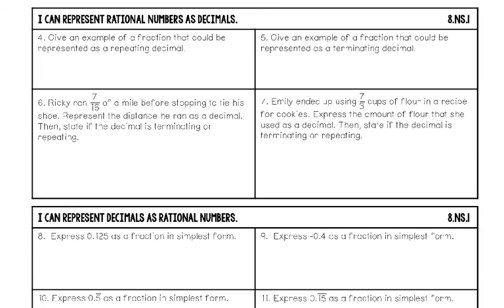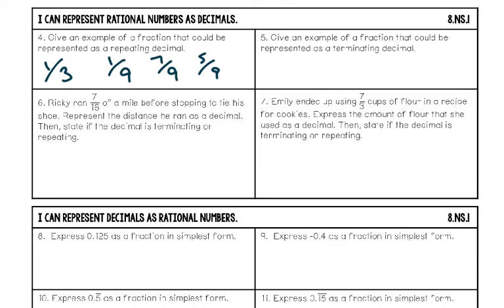Number 4 has an open answer. You could have many different answers, but it says give an example of a fraction that could be represented as a repeating decimal. So anything divided by 3 or divided by 9 is going to be a repeating decimal. Remember, anything over 9, so you could have 7/9, 5/9. Anything with a 9 on the bottom is usually our go-to example for a repeating decimal.